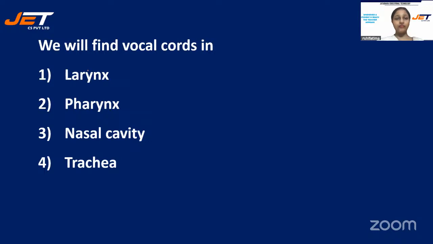Next question. We will find vocal cords in. And your options are number 1, larynx, option number 2, pharynx, option number 3, nasal cavity, or is it option number 4, trachea? We will find vocal cords in larynx, pharynx, nasal cavity, or trachea. Hurry up, children.